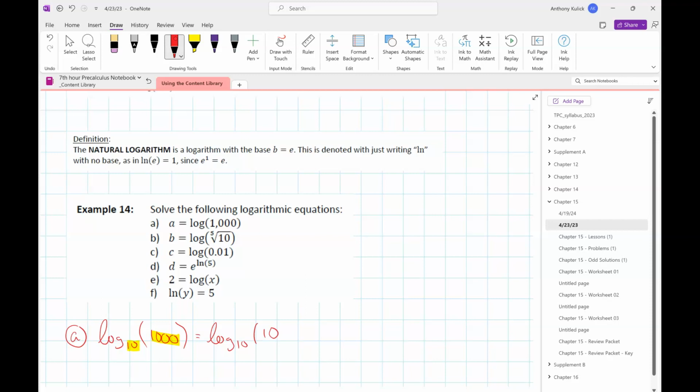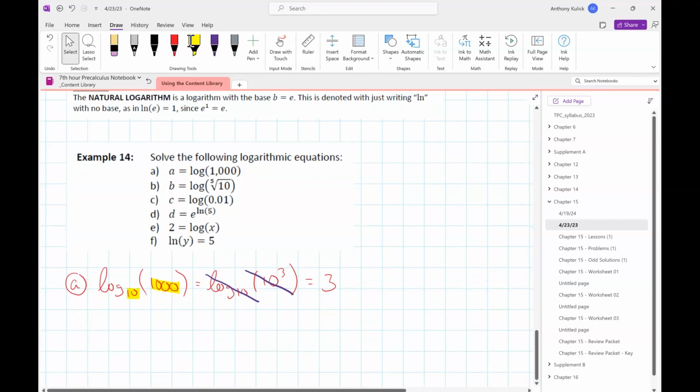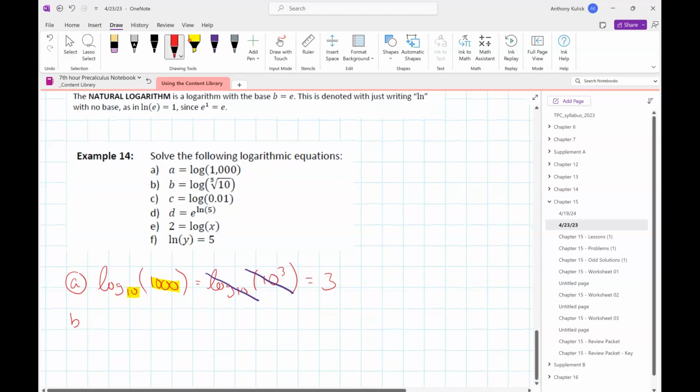Well, I know 10 times 10 is 100. And then 100 times 10 is 1,000. So I multiplied 3 tens together, that's 10 to the third. And then log base 10 cancels with exponent base 10, and we're left with 3. This is the way that I prefer to think about simplifying a logarithm. I think it's an easier way of thinking about it.